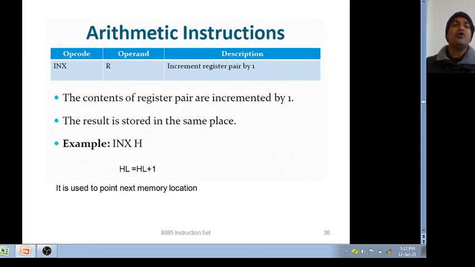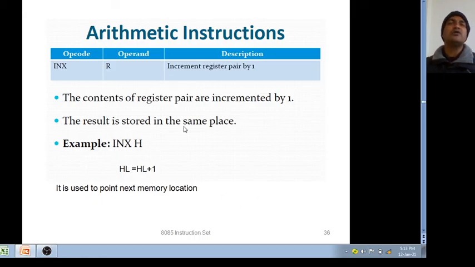For 16-bit operation we use register pair INX RP. This is RP. Increment register pair by 1. X denotes that it is a register pair. INX H, for example, means HL equal to HL plus 1. Similarly, INX B means BC equal to BC plus 1. So this is very, very important when you deal with array programs, when you have to point to the next memory location. In case of a pointer, we always use this INX H instruction. It is used to point to the next memory location.